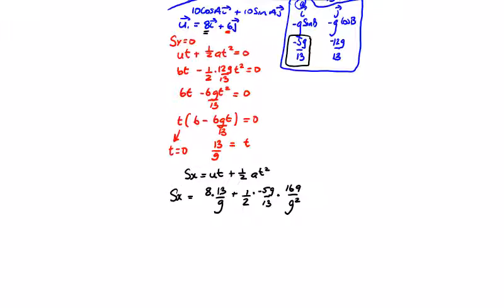So we're going to get 8 times 13 is 104/g minus 13 will divide into 169 13 times. The g will cancel with one of the g's on the bottom. So we are left with minus 5 times 13, which is 65/2g. So if I multiply top and bottom here by 2 to get 2g in the bottom, I'll have 208/2g minus 65/2g, which is 143/2g, which is my range.